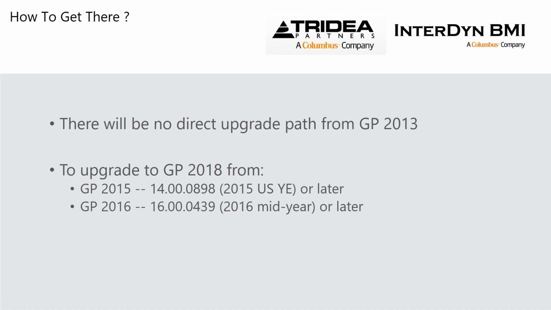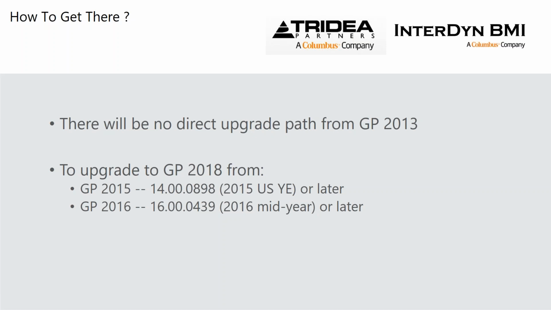If you are on GP 2015 or 16, you can go directly to GP 2018, but you have to be on a certain version of 15 and a certain version of 16. And you see the version 15 there, you'd have to be on 14000898, which was the 2015 year end. That's 2 years back, really. So hopefully if you're on 15, you've applied at least that or something in the last couple of years. So if you're 0898 or later, then you could go directly to 2018.